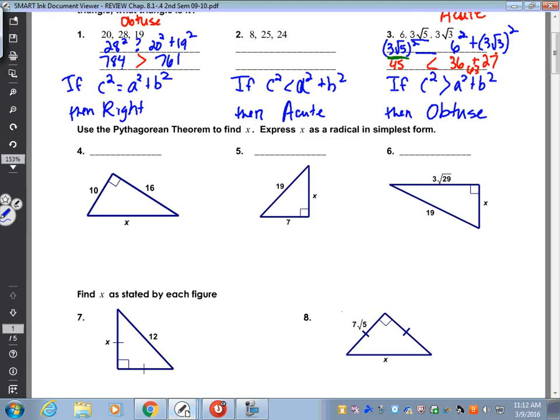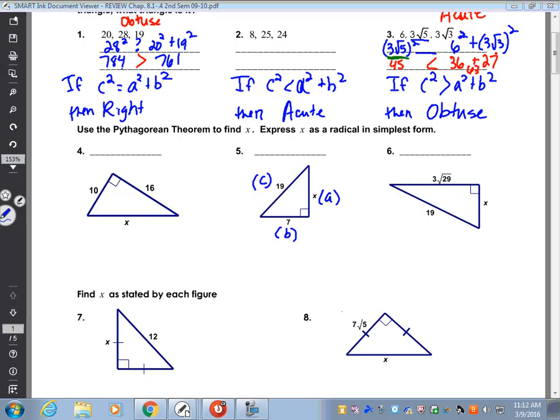Isn't A the smallest one? No, A doesn't have to be the smallest one. I know C is the longest one, so the other ones don't matter. All right, so on 5, 19 is C. The other ones don't matter. So this could be A, and X could be B, or I could switch it. X could be A, and 7 could be B. It doesn't matter. But we're going to do A squared plus B squared equals C squared.